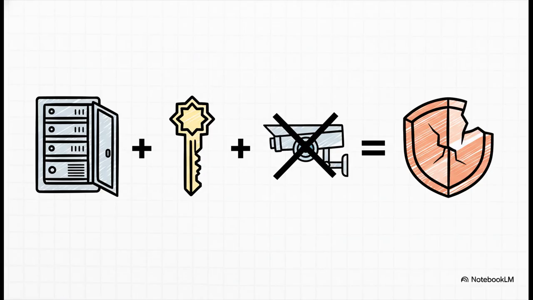So really, you can boil this entire problem down to a simple formula. You take an exposed surface, like a public storage bucket, you add a weak identity, like a role that can do way too much, and you top it off with missing feedback loops, meaning you have no alerts to tell you something's wrong. That combination is the trifecta that leads to a breach.